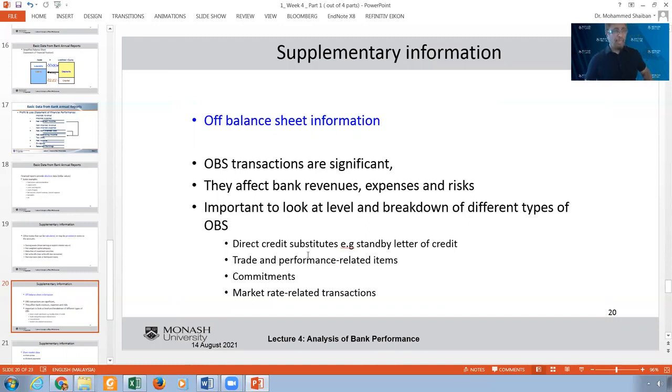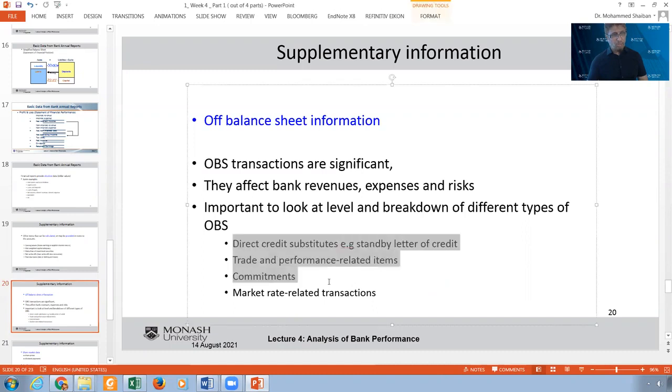It will show you the direct credit substitutes, like standby letters of credit. We'll talk about this later on, but all I want to say is that anything that is not in the balance sheet comes under the off-balance sheet. The off-balance sheet includes the derivative operations, our exposures in the derivative market, and also our guarantees and letters of credit, all those types of guarantees, and commitments come here under the off-balance sheet.